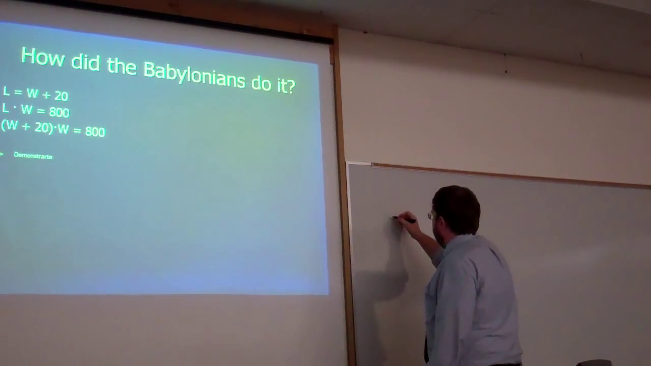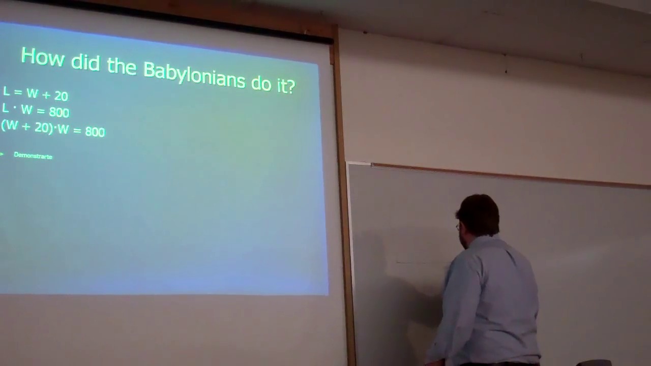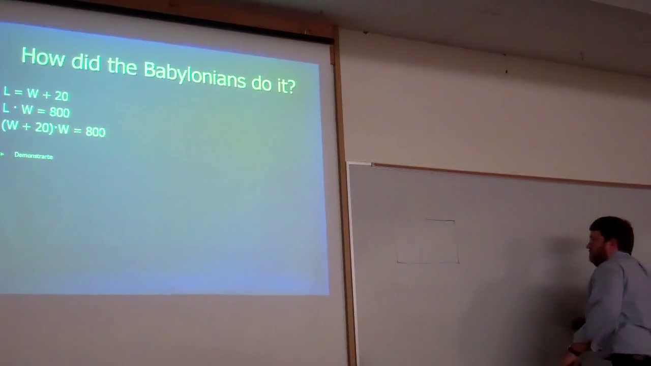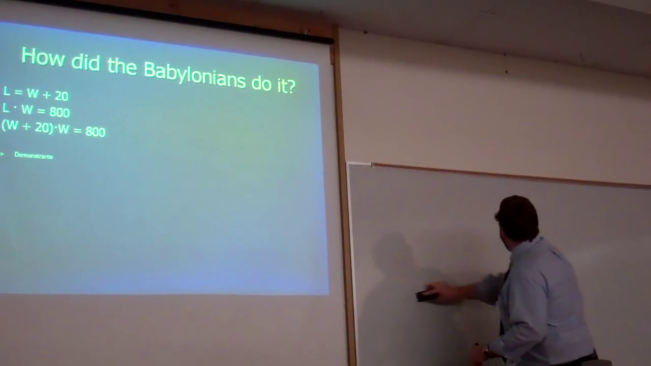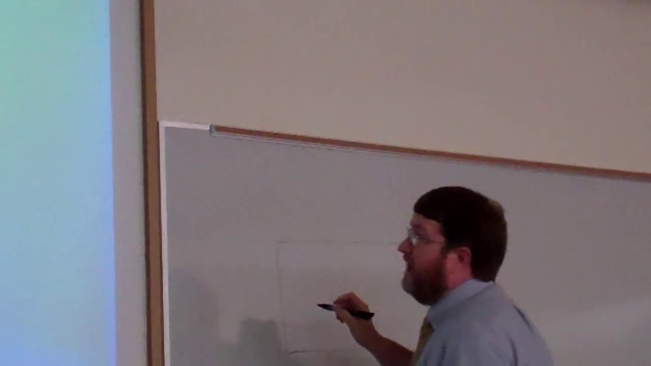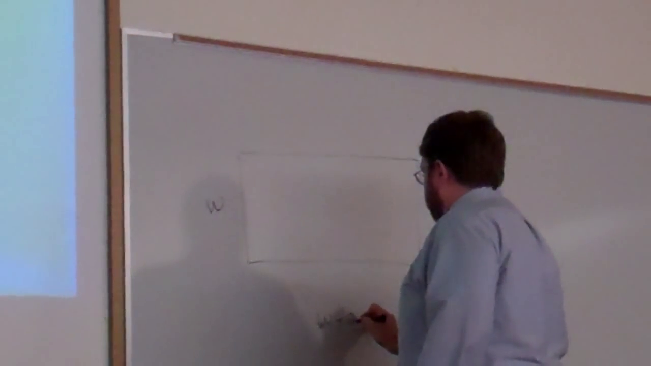So what did they do? They did it kind of like the Greeks did with geometry. Let me draw this a little bigger. So, what do they have? They have a rectangular plot of land. And you have the width, and the other side is the width plus 20.